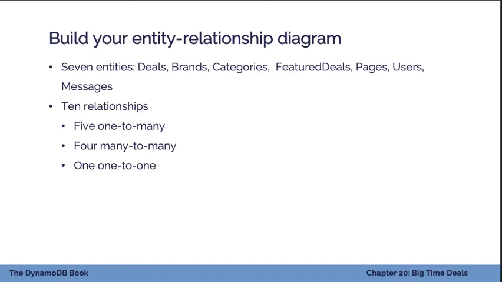We also have 10 relationships in our ERD. 5 of those are one-to-many. 4 of those are many-to-many, and those are the likes and watches between users and brands and users and categories. And then finally, there's that one-to-one where a deal might be a featured deal. So maybe there's a one-to-one relationship there.